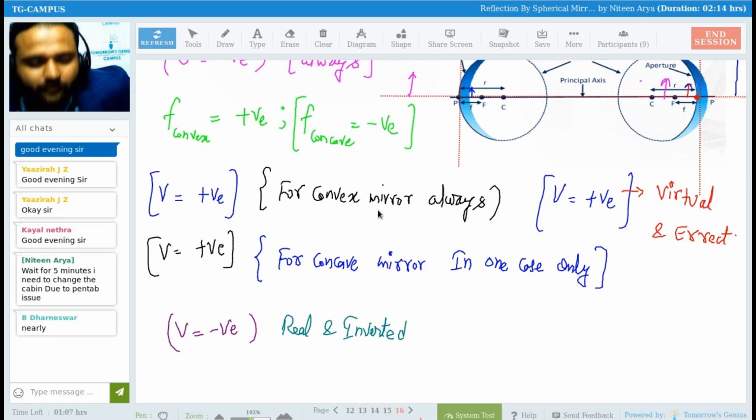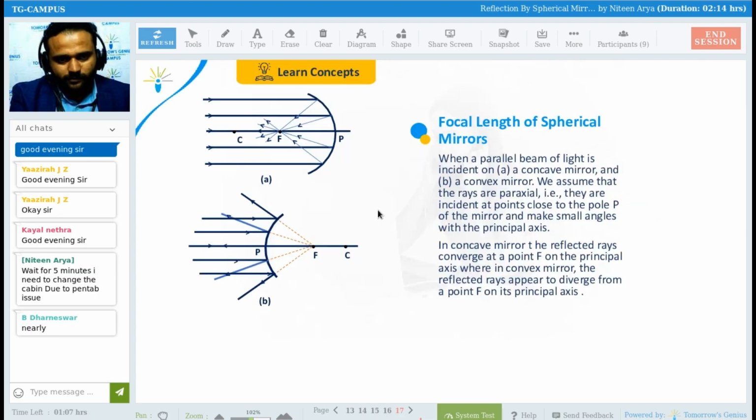So where I was: a real and inverted image is a kind of image in which the reflected rays actually meet. In general, they are known as real and inverted. Inverted means upside down. A virtual and erect image is a kind of image in which the reflected rays do not actually meet. Erect means exactly the same orientation as the object. You are going to see this in a minute. What is the meaning?